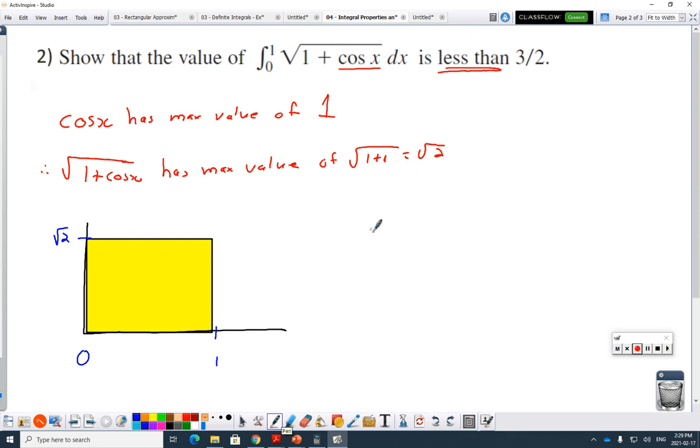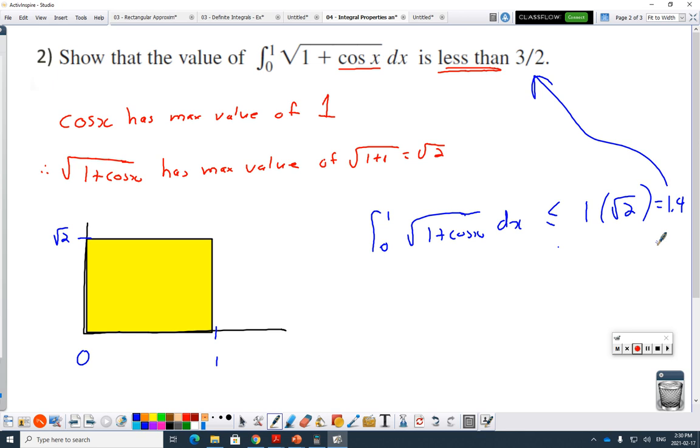So the integral from 0 to 1 of root 1 plus cos x dx is less than or equal to 1 times root 2. It could be as big as all that. It's not going to be, but it could be as big as all that, which is 1.4. If you do the square root of 2, it's 1.4, which is certainly strictly less than 3/2.